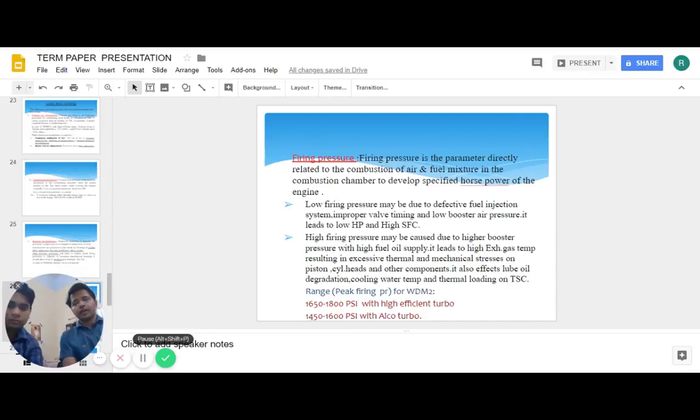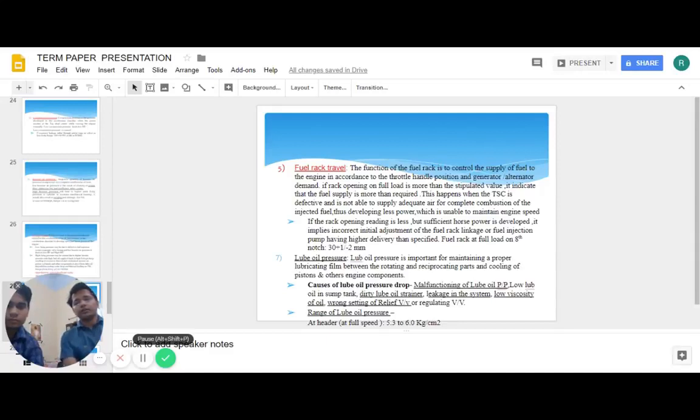Firing pressure is the parameter directly related to the combustion of the air and fuel mixture in the combustion chamber to develop the specific HP of the engine. The ideal range for highly efficient turbo is 1650 to 1800, and for Alco turbo it is somewhat lower, 1450 to 1600 pounds per square inch. Now the fuel rack travel. What is the actual fuel rack travel? It is 30 plus 1 or minus 2 mm, and the lube valve pressure at header should be ranging between 5.3 to 6 kg per centimeter square.